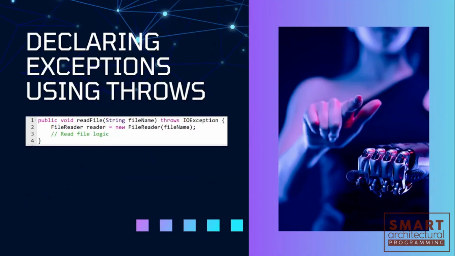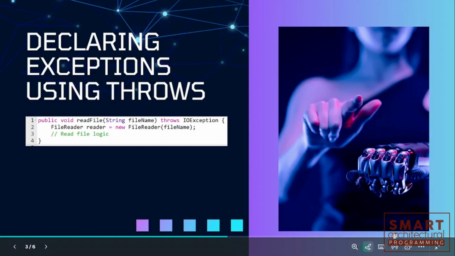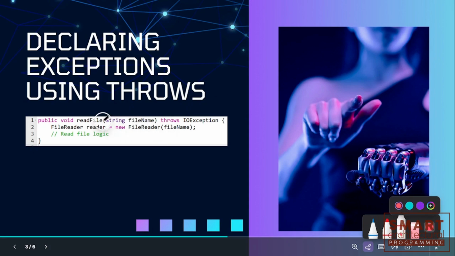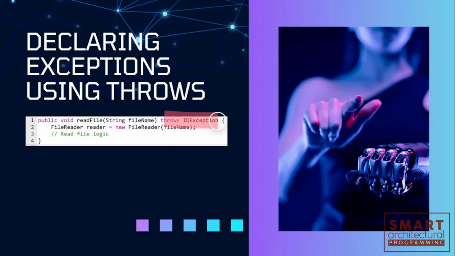So based on that particular principle, the next section we need to focus on is declaring exceptions using throws. You need to understand how you declare exceptions using throws. If you see our code here, let me just use a highlighter and change the color to red. What you'll notice here, especially this section, throws IOException, right? This particular section is what we need to focus on in this code base.